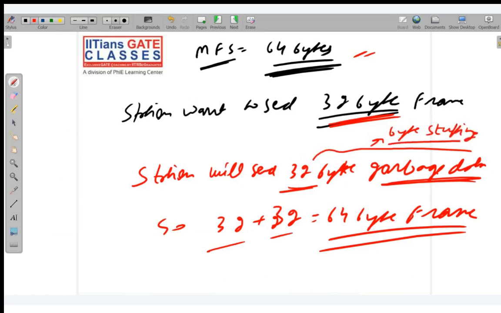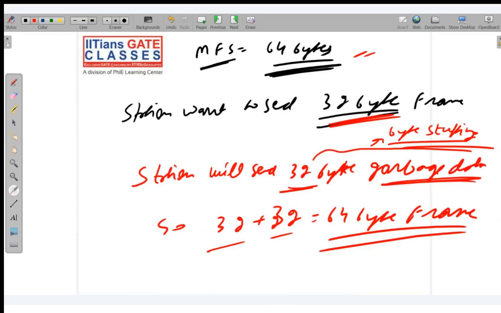Just like we eat stuffed parantha, stuffed parantha means we have done some stuffing. That is done here also. 32 byte data and then 32 byte stuffing is done here, so that in order to make a 64 byte frame, it can be sent onto the channel. That is the basic idea here. You can take a snapshot. I will jump to the next slide.